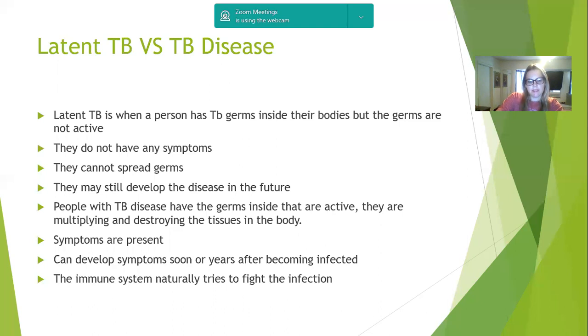People with TB disease have germs inside of the body that are active. The germs are multiplying and destroying the tissues inside the body. People with TB disease have symptoms. They can develop symptoms soon or years after becoming infected. The immune system naturally tries to fight the infection.